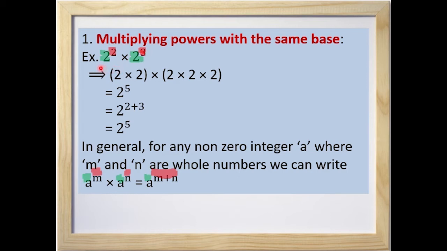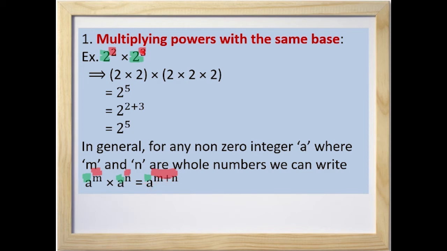That means, children, when we multiply two powers with the same base, the base will remain the same. We simply have to add the exponents. Is it clear, children? So, in general, for any non-zero integer a, where m and n are whole numbers, we can write a raised to the power of m into a raised to the power of n is equal to a raised to the power of m plus n.